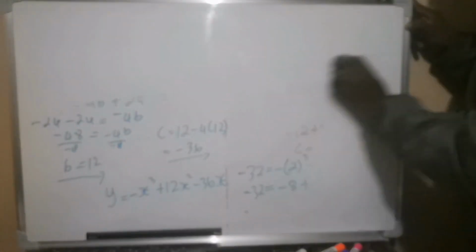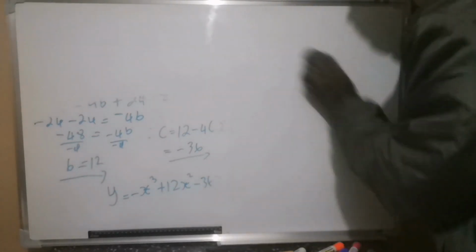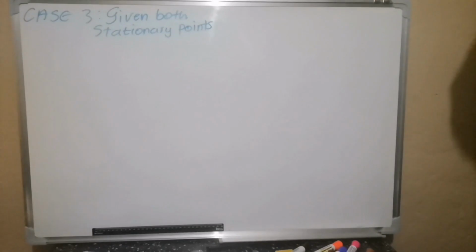We provide material for term 2 examination as we prepare. So now let us go to the last case, which is case number 3. Case 3, it's so simple. Case 3 talks about being given both stationary points, and this one is more complex.